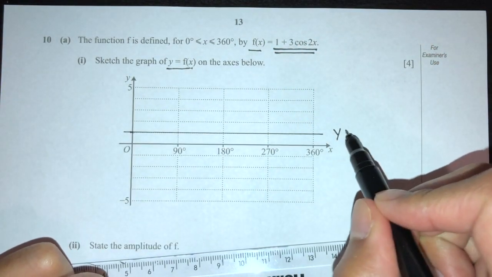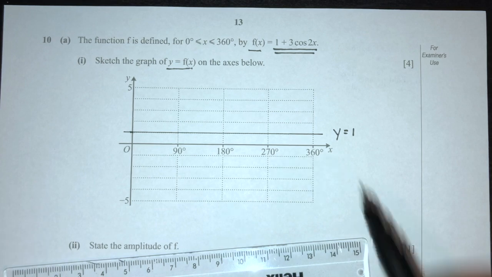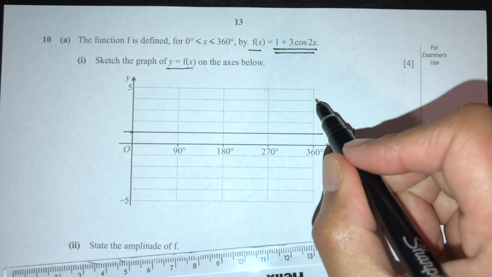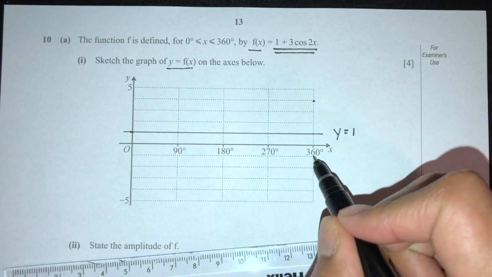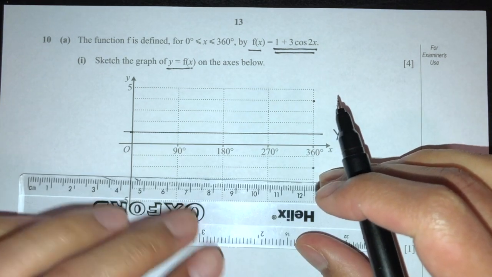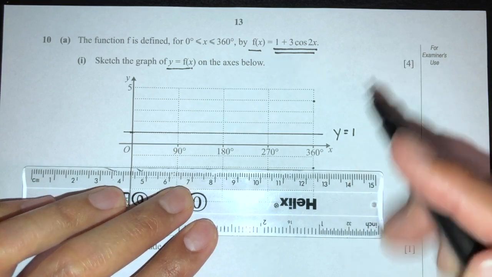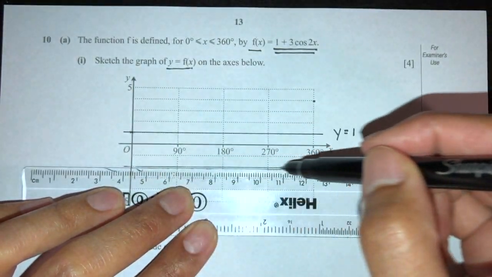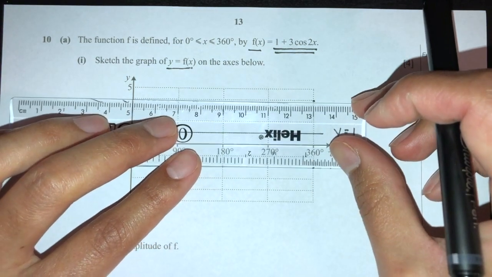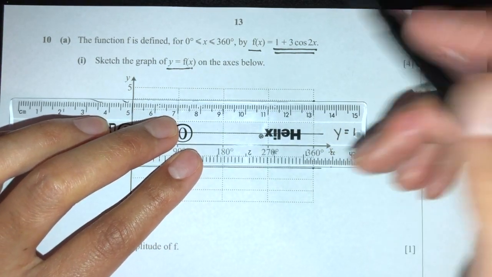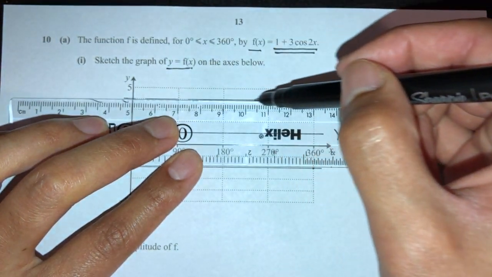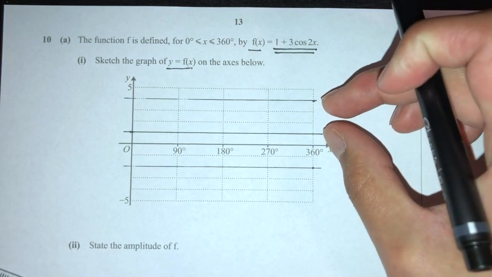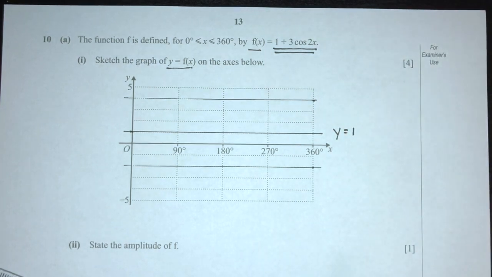This y equal to 1. Now your amplitude is 3. So we count 1, 2, 3. 1, 2, 3. So let's draw the lines here as well. It is a guide to help you to understand where your graph will be. So basically these two lines tell you your graph will be between those two lines. It will not go above or below these two lines. Okay, as you can see, it is equal. It will be between those two.